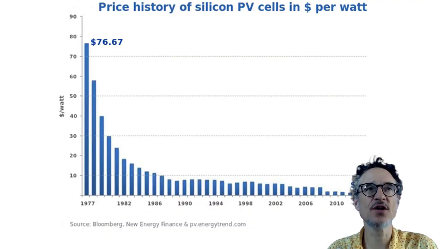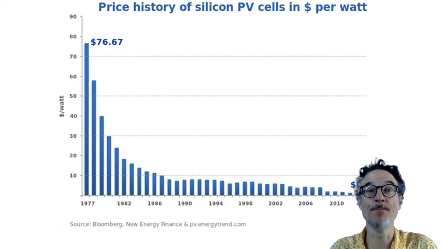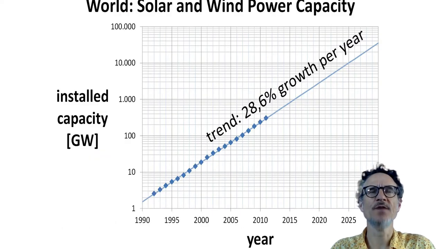But here we can see the cost. Back in the 1970s, 1 watt cost $76. Now, today, the cost is much less than $1, and it's still going down. This is a logarithmic graph. This is how much solar power there is in the world, and it's going up. A few years ago, the data showed almost 30% growth per year.